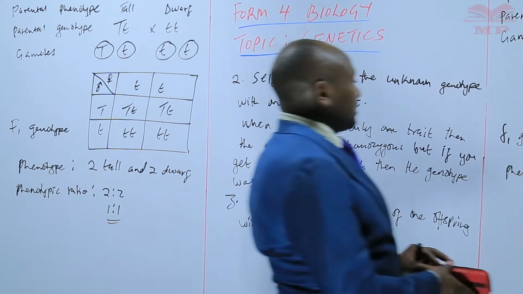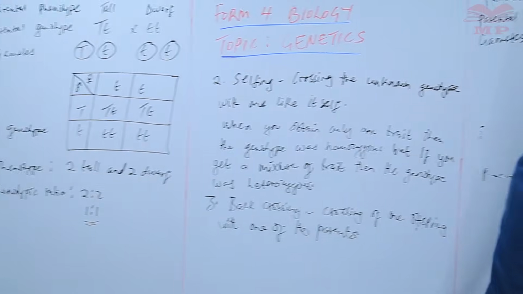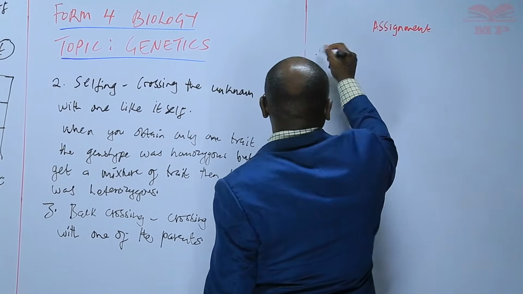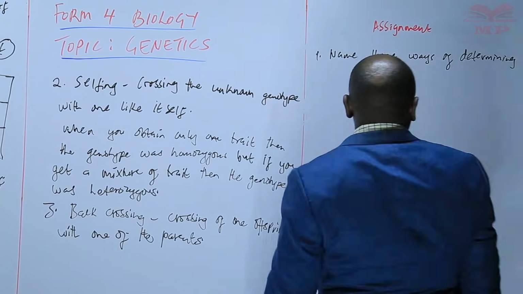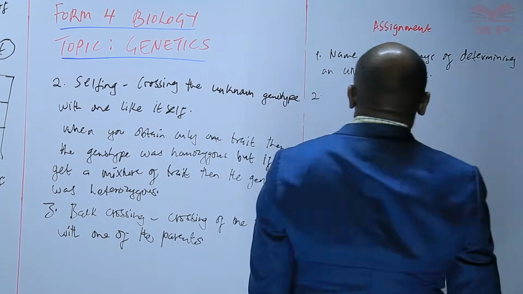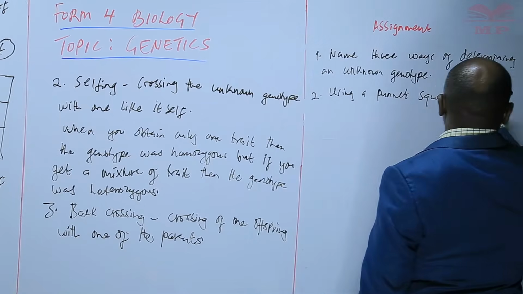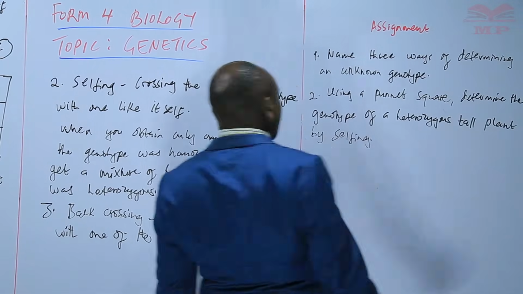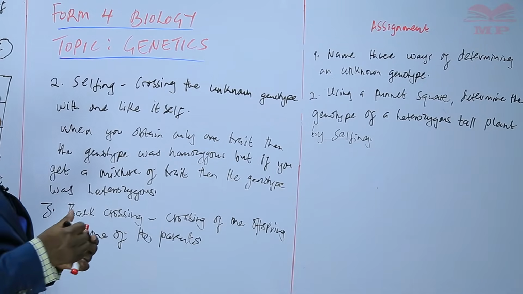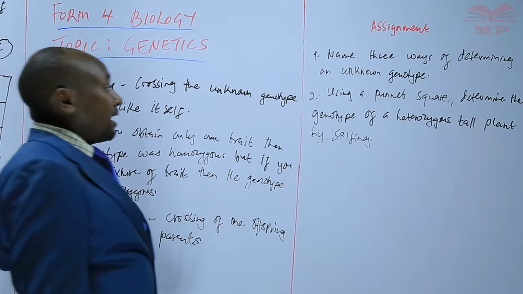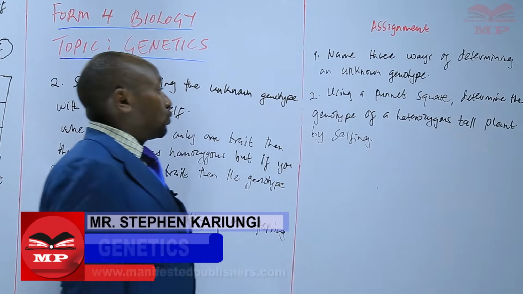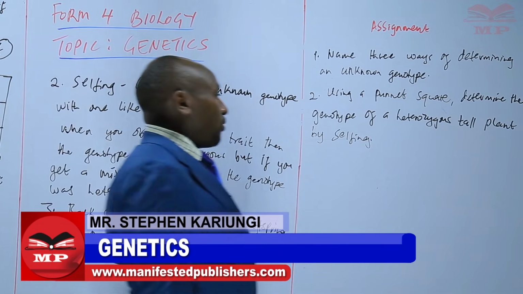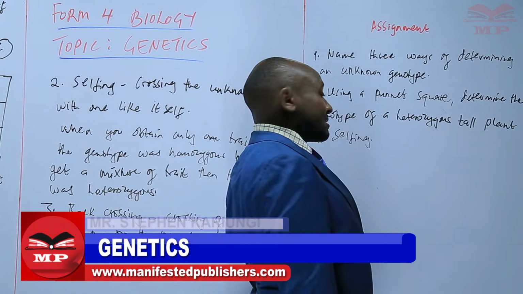So you'll have an assignment. The first question: name 3 ways of determining an unknown genotype. Second, using a Punnett square, determine the genotype of a heterozygous tall plant by selfing.